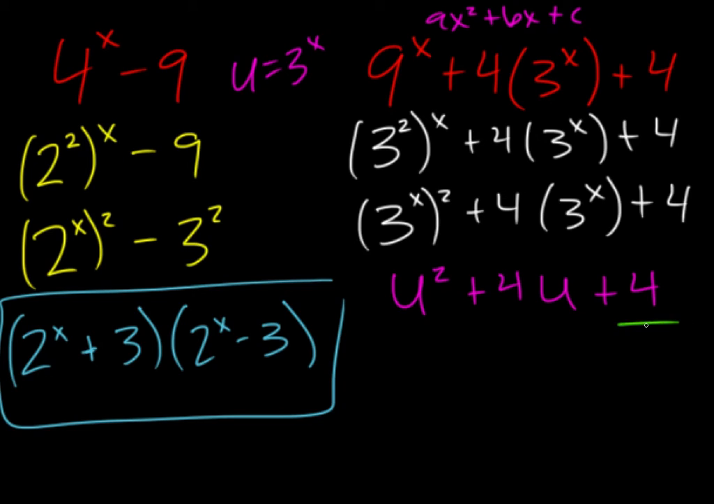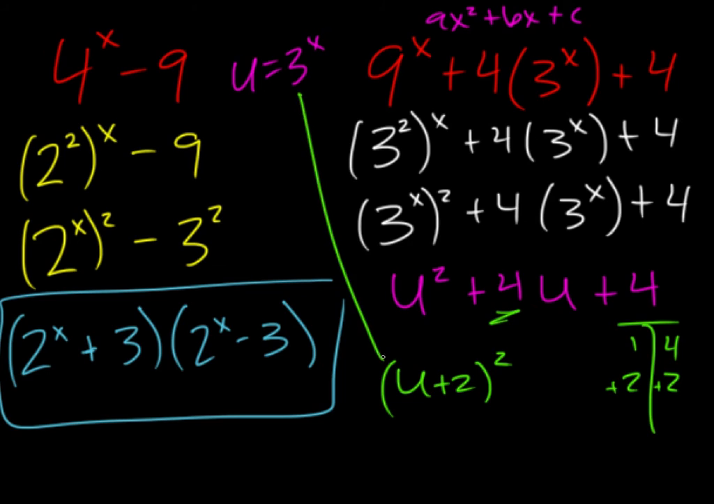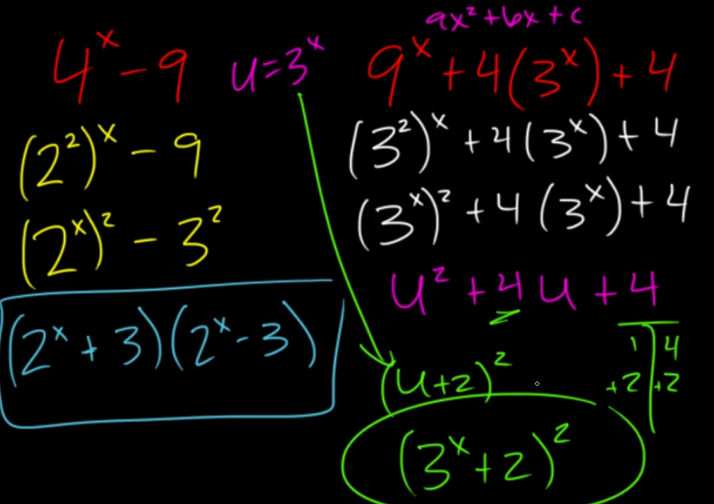And so we can just do t factoring. We want it to make a 4, so positive on both. So it's u plus 2 squared, and then replace my u with 3 to the x. And so that's what it would be.